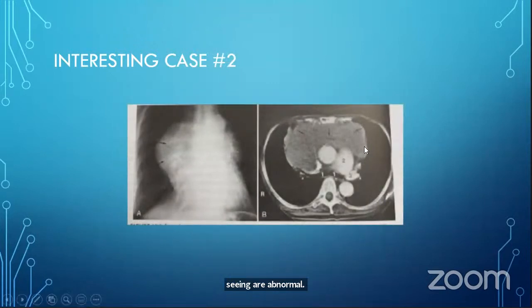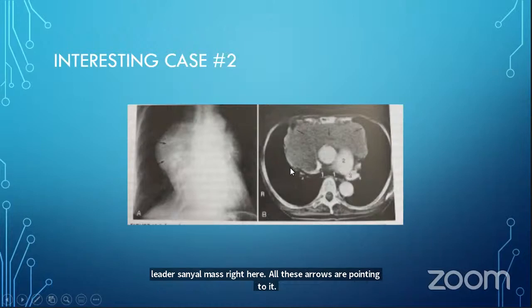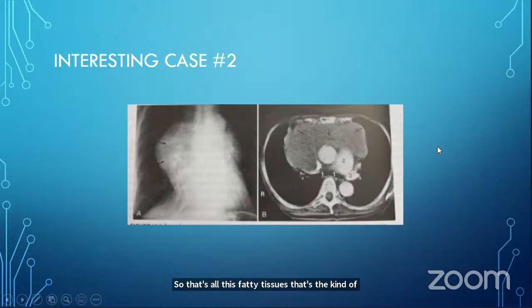Here's another interesting case. So here's a chest X-ray, and you can see that this heart looks kind of different because of where the arrows are pointing here. The heart's down here, but this looks like something else is going on. So they did a CT scan, and you can see a mediastinal mass right here. All of these arrows are pointing to it. So that's all this fatty tissue. So that's the kind of detail that we can see with CT.